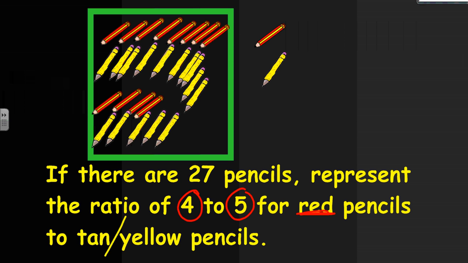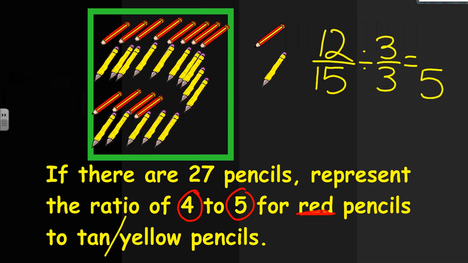So our ratio of 12 to 15, 12 red to 15 yellow, should simplify to 4 to 5. And if I look, they're both divisible by 3, both terms. If I divide 15 by 3, I get 5. 12 by 3, I get 4.